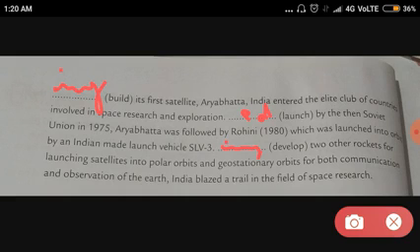Developing two other rockets for launching satellites into polar orbits and geostationary orbits for both communication and observation of the Earth, India blazed a trail in the field of space research. Go back to all the exercises and work on this again. Thank you.